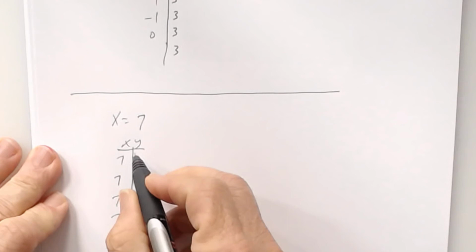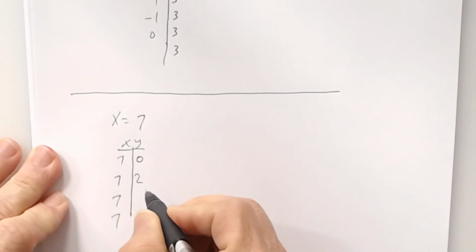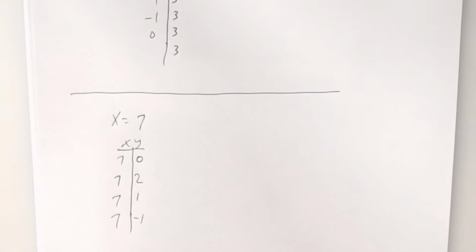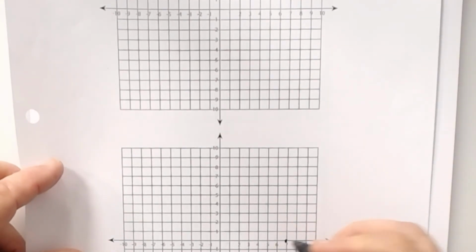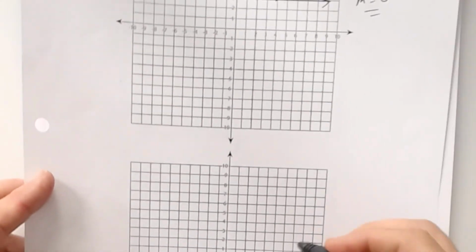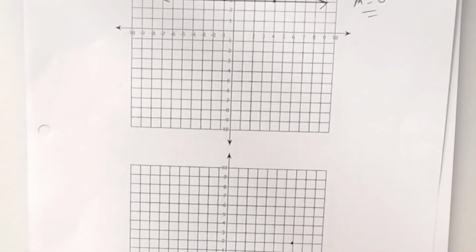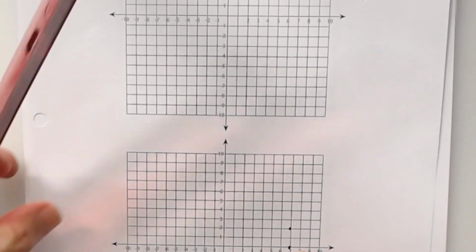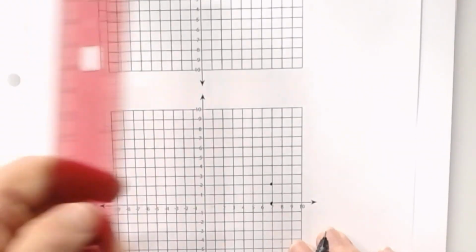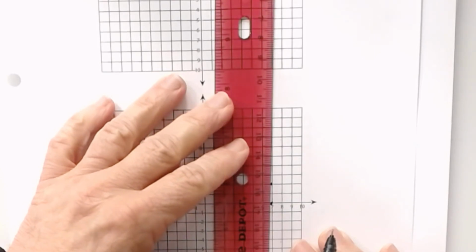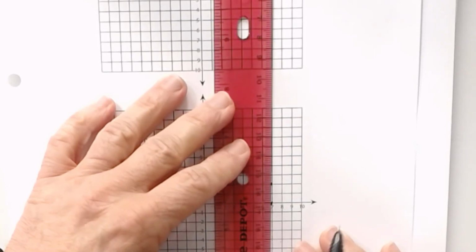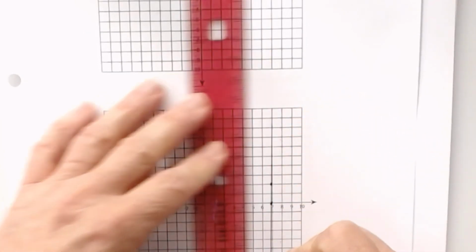So if x is 7, y could be what? 0, 2, 1, -1, and so on, right? Any real number. There are an infinite number of points you could put here. Now when I plot 2 of those points, though, 7, 0, and 7, 2, what kind of line do I get in this case? A vertical line. I get a vertical line.